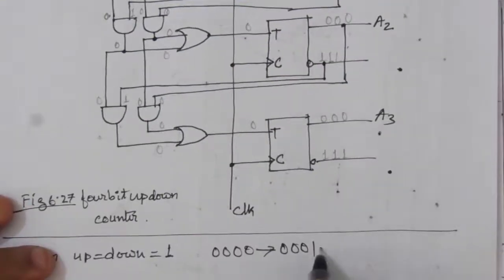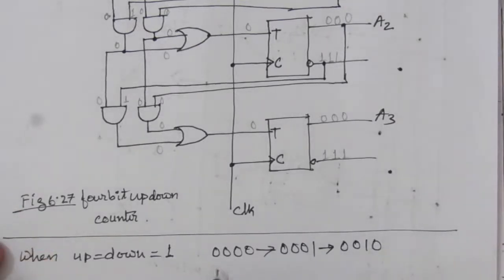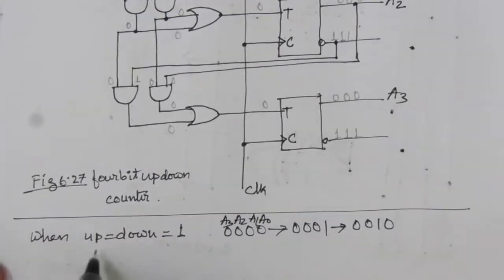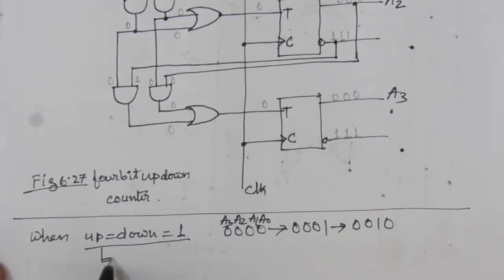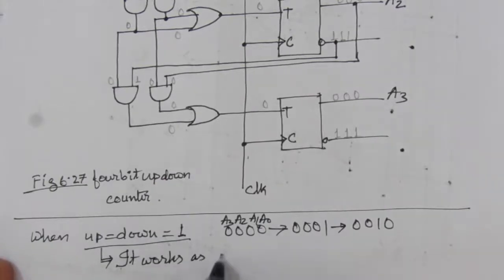So after getting the second clock pulse, what do we have? We have 0, 0, 1, 0. Here we can see that it is incrementing. The outputs are A3, A2, A1 and A0. So the output is incrementing from 0000 to 0001, then from 0001 to 0010. That means 0, 1, 2. In this way it is going in the forward direction. When up and down are equal to 1, it works as an up counter.